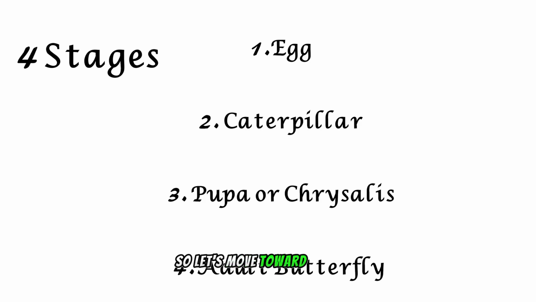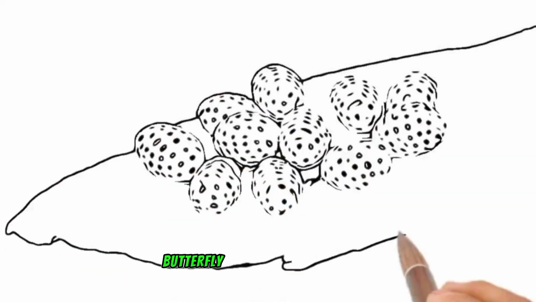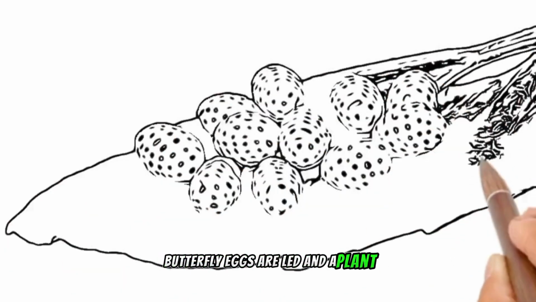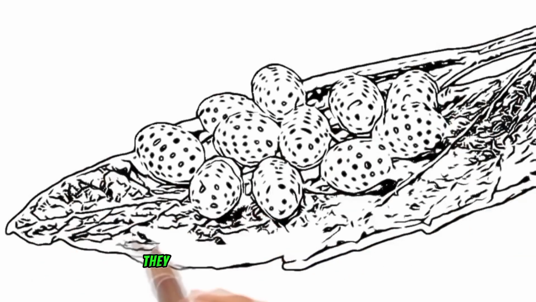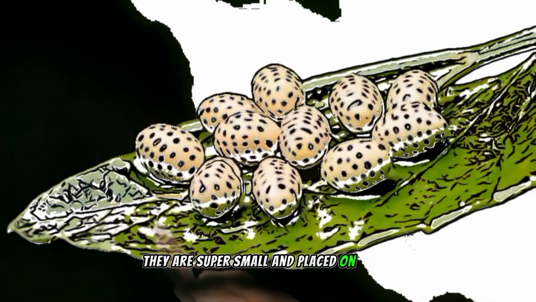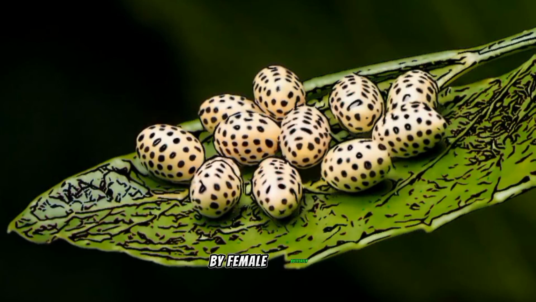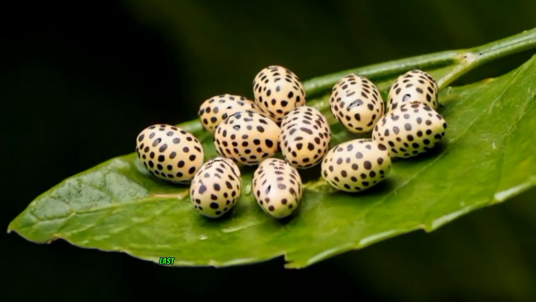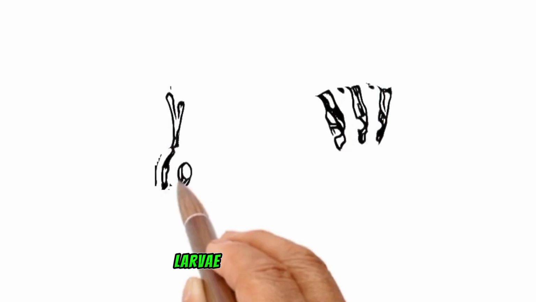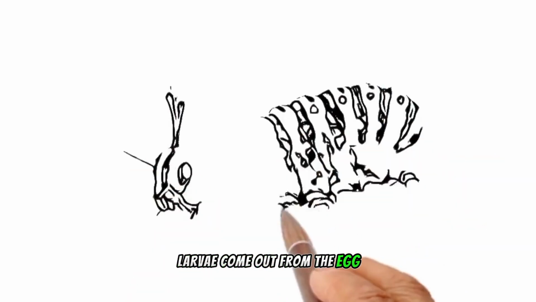So let's move toward the eggs. Butterfly eggs are laid on a plant called a host plant. They are super small and placed on a leaf by a female butterfly. The egg stage usually lasts several weeks before the caterpillar or larva comes out from the egg.